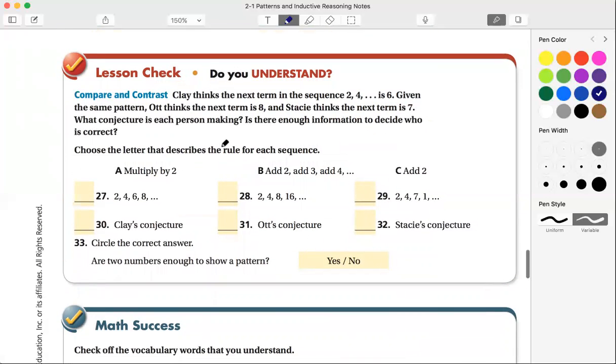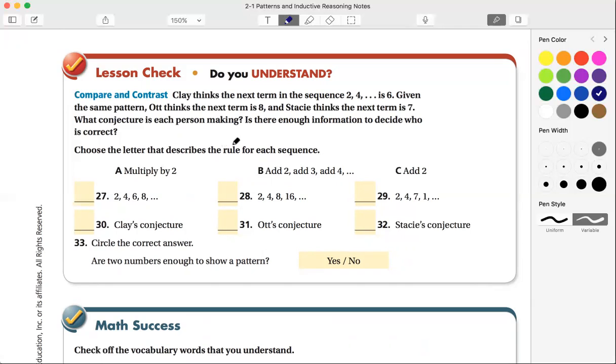So let's do this one. Clay thinks the next term in the sequence 2, 4 is 6. Given the same pattern, Ott thinks the next term should be 8. But Stacy thinks the next term is 7. What conjecture is each person making? And is there enough information to decide who is correct?